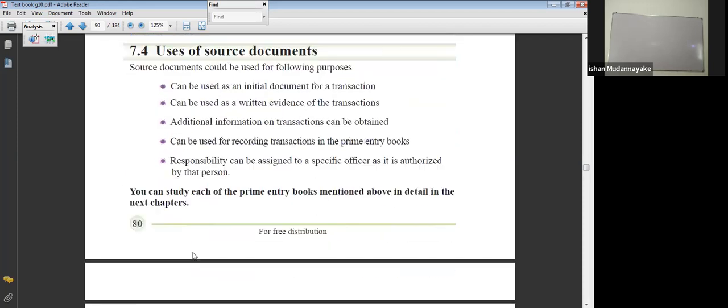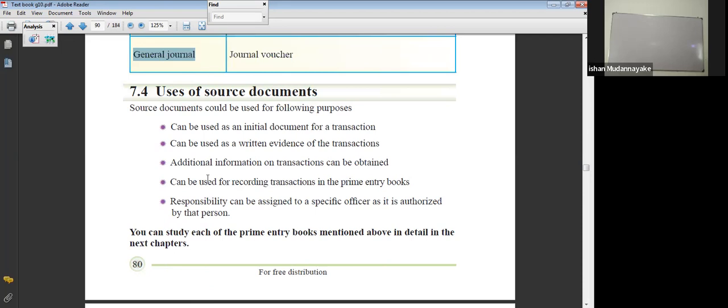Then look at the uses of source document. Students, uses means advantages, or benefits. Benefits of source document. What is the first benefit of source document, Tanvi?